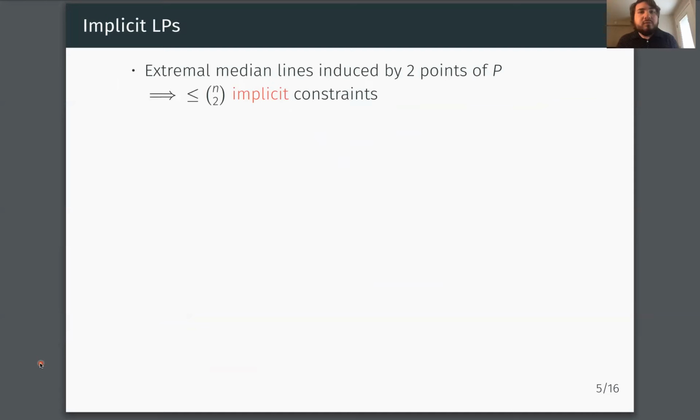What's the first thing we can think of? Well, firstly, we can write a linear program for this problem. Because we're talking about the extremal yolk, we just want to write down all extremal median lines, okay? And these are lines induced by 2 points of the point set. This gives us at most n choose 2 implicit constraints.